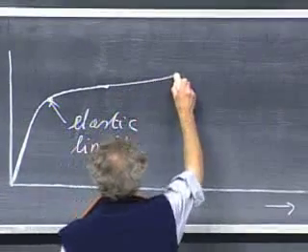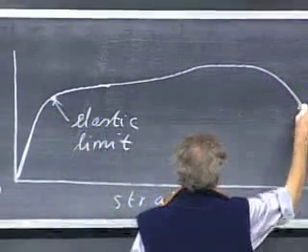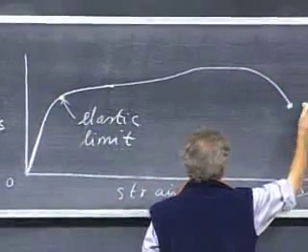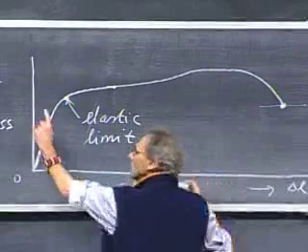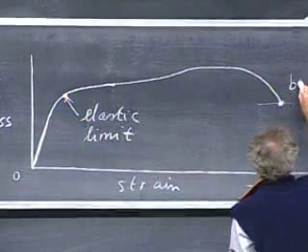And so it goes like this, and then it goes like this, and here it breaks. At this value for F over A, which is that third column there, it will break.